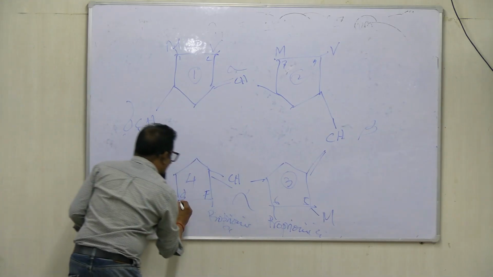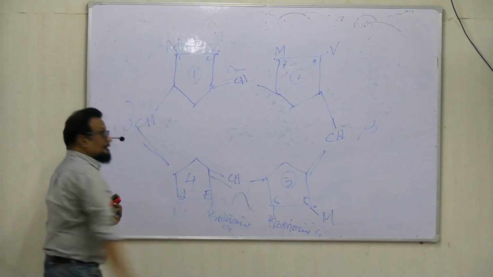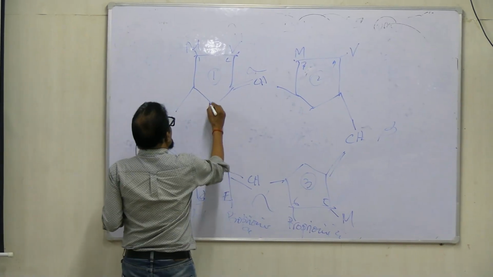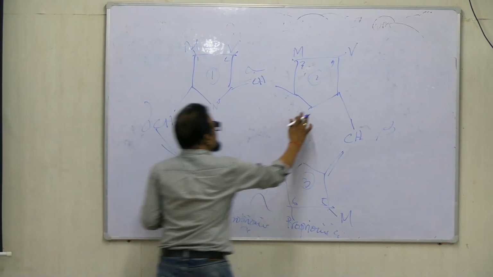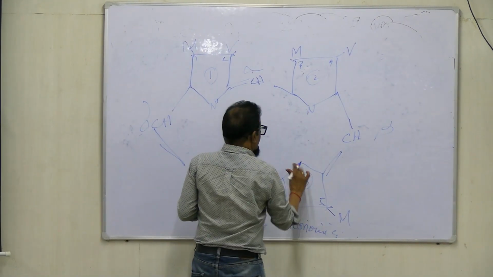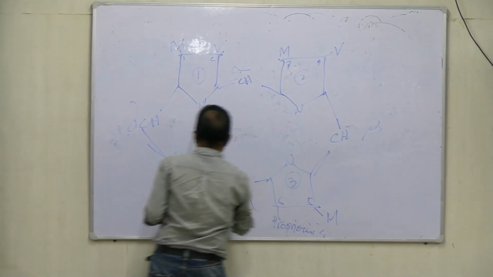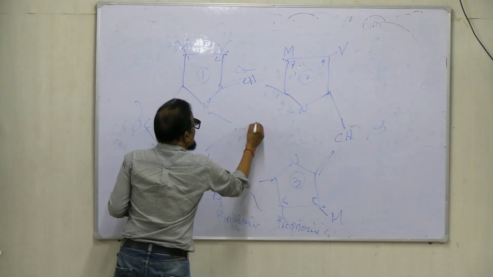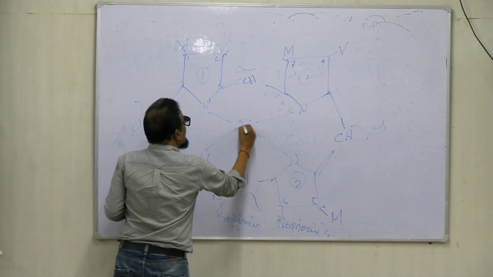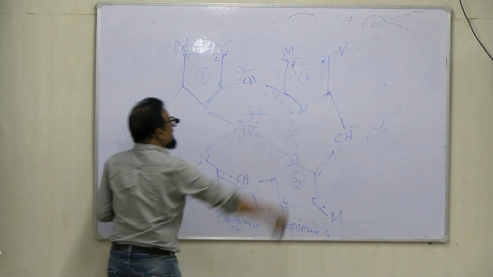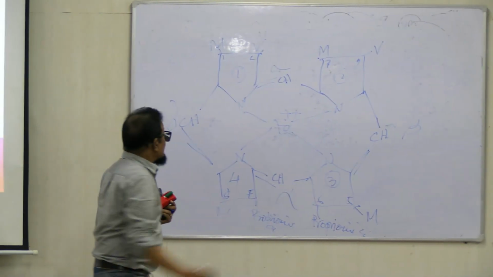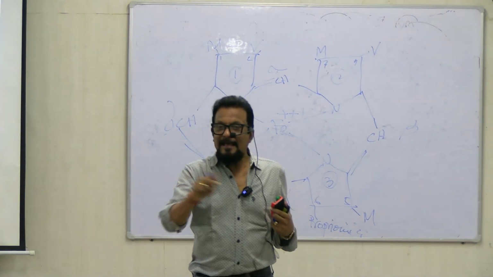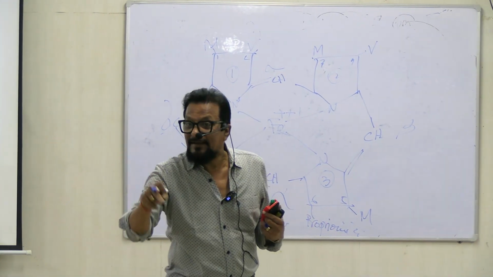Propionic acid, and this is methyl. Now, all the pyrrole rings have nitrogen. All of these nitrogens are linked to one metal, iron, and that too in the ferrous state. If it is in the ferric state, this is abnormal hemoglobin, as seen in methemoglobin.